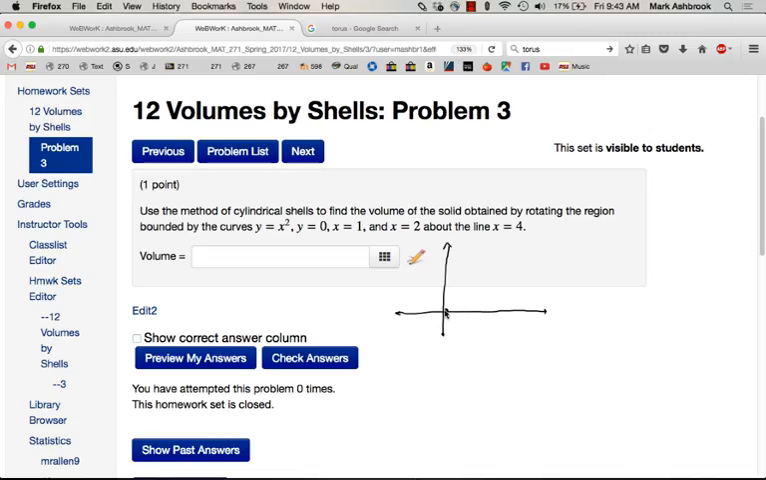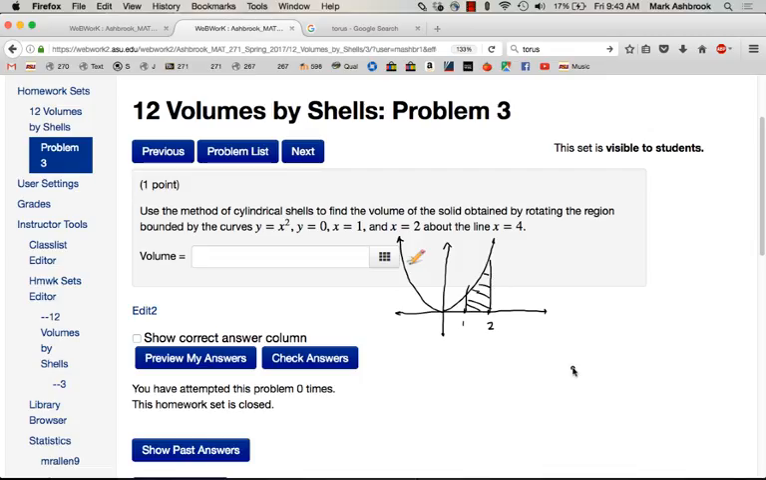Y equals x squared. Y equals 0. What is y equals 0? X-axis. All the points where the y coordinate is 0. That's the x-axis. X equals 1 and x equals 2. What kind of lines are those? Someone knows. Vertical lines. So the region is y equals x squared, y equals 0, x equals 1, x equals 2. There's our region.